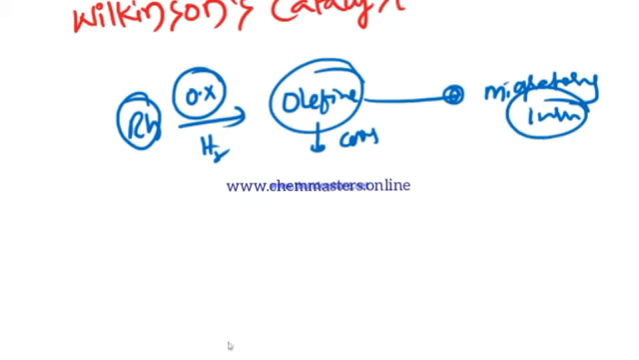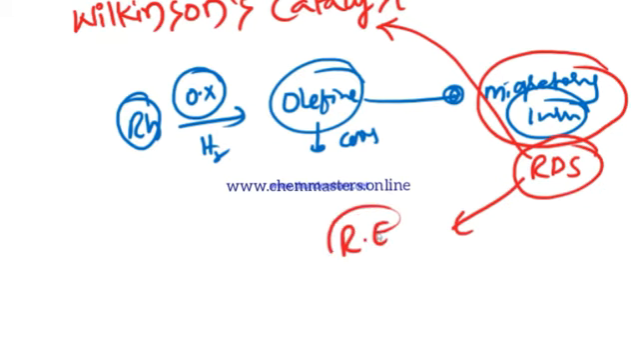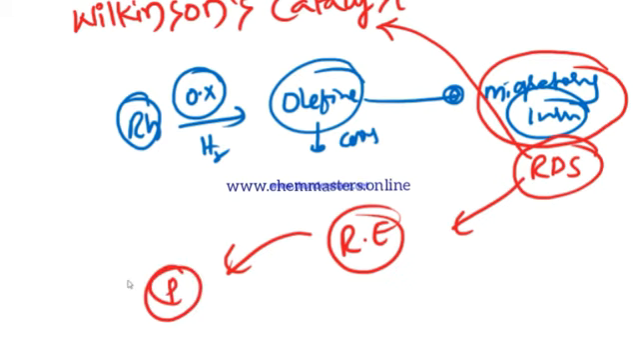Just remember that migratory insertion is the slow step, that means the rate determining step in Wilkinson's catalysis, and it is important for your competitive purposes. The next step is reductive elimination, and from that the hydrogenated product is eliminated.